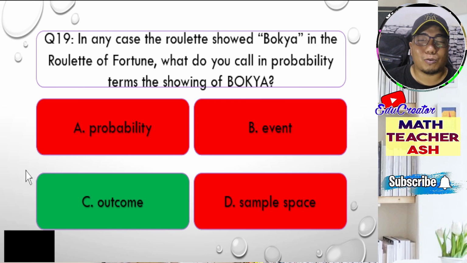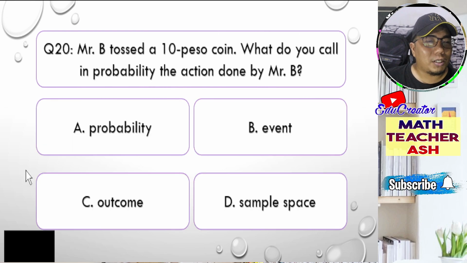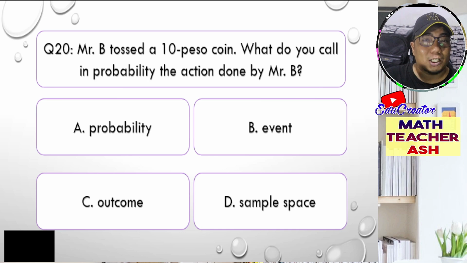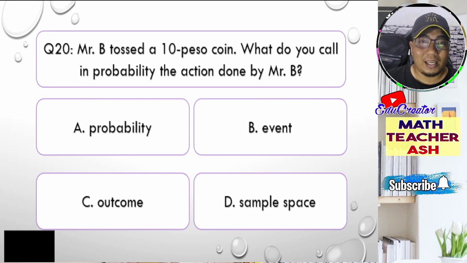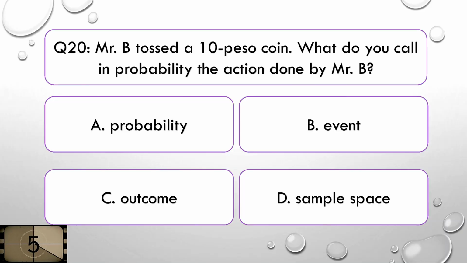Now let us go to question number 20. Mr. B tossed a 10 peso coin. What do you call in probability the action done by Mr. B? Is it A, probability, B, event, C, outcome, or D, sample space? I'll give you 5 seconds to think about your answer.